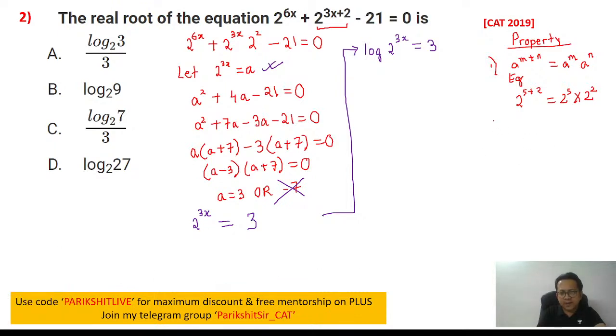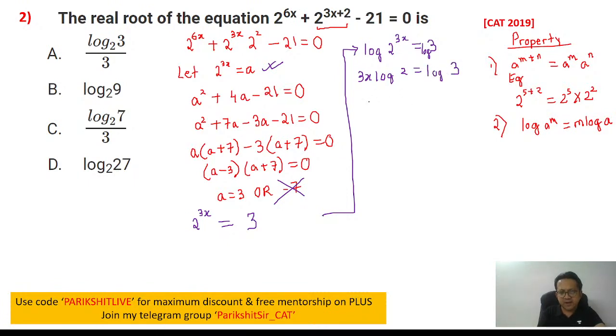So the next property that I'm going to use is the same property which I used in the last question. Log a to the power m is equal to m log a. Anything to the power, the power comes out. So it's the same thing I am going to apply here. So 3x log 2 is equal to, I had to take log on both the sides, so this is log 3. Remember, I took log on both the sides. So it has to be log 3.